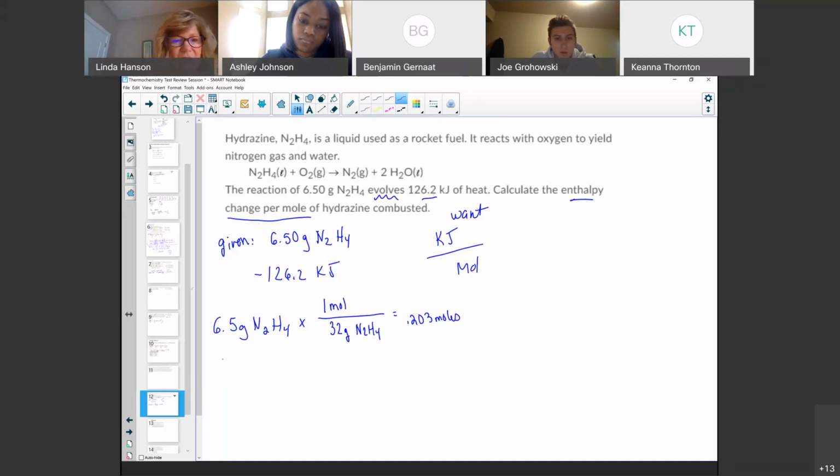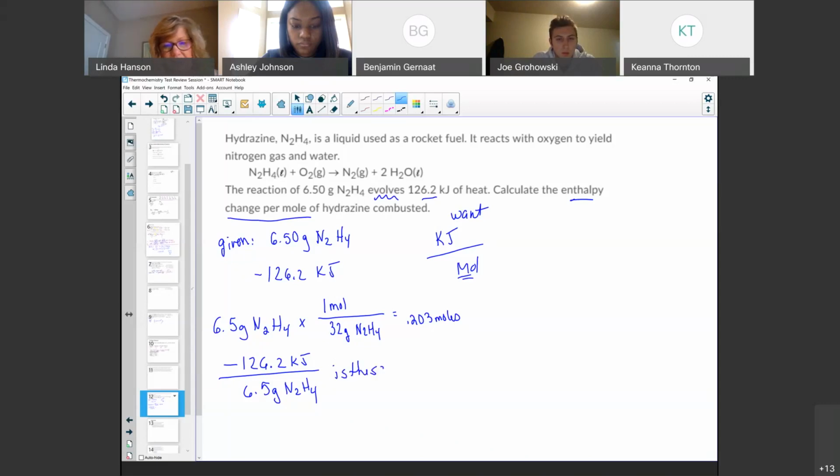So think about what we just said. If negative 126.2 kilojoules was released when 6.5 grams of fuel was combusted, that's exactly what we were told, in kJ per gram. We said that instead of having grams down there, what did we really want? We wanted kJ per mole. So another way of writing that is negative 126.2 kilojoules of heat released, evolved, when 0.203 moles combusted.